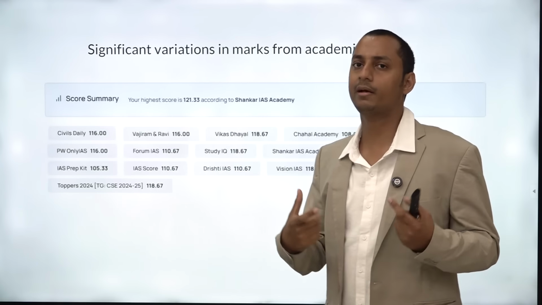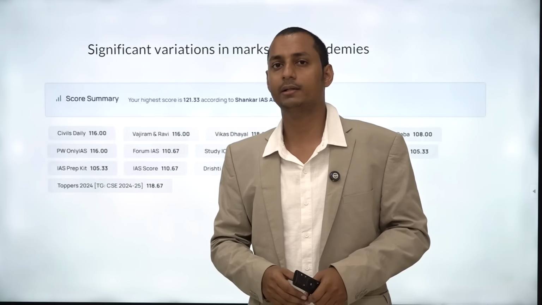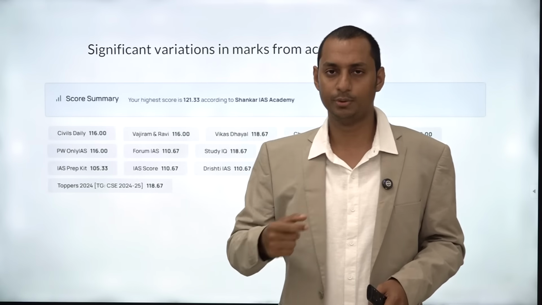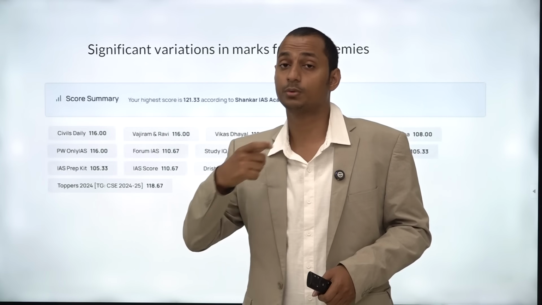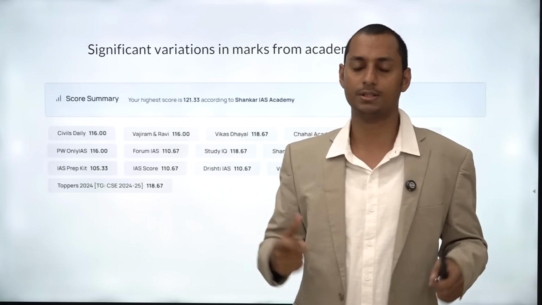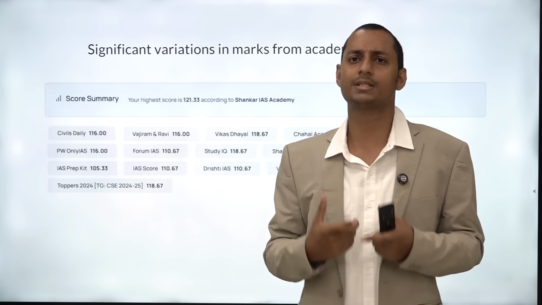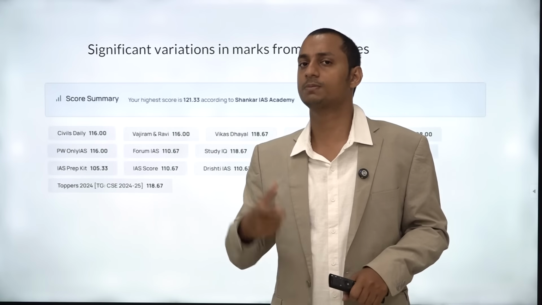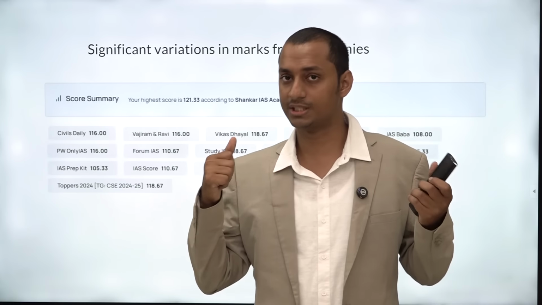Now, why is there a difference in the answer keys? Why is there a significant difference in the answer keys of academies here? As you can see, the lowest marks was 105 and the highest was 125. So there is a difference of around 16 marks that actually translates to around 7 questions. Now, why is there such a difference, right? It's because there are around 8 to 9 controversial questions in the CS paper.